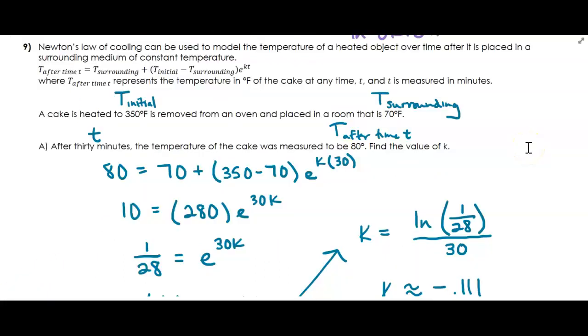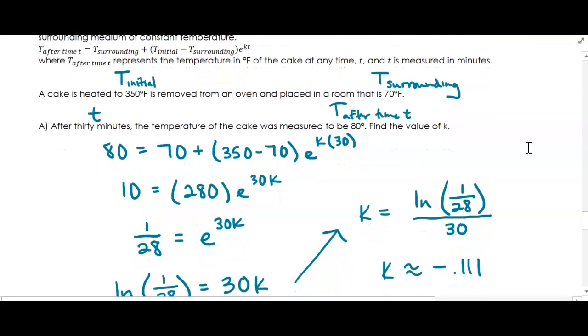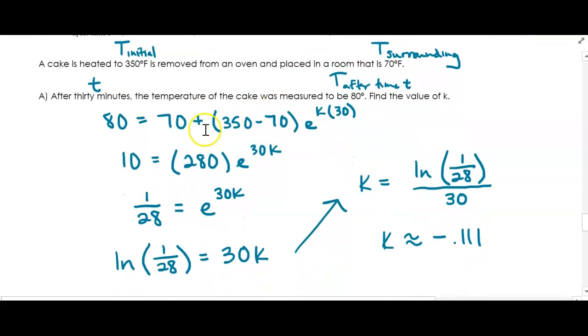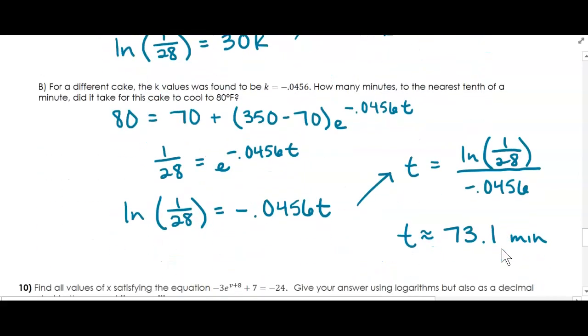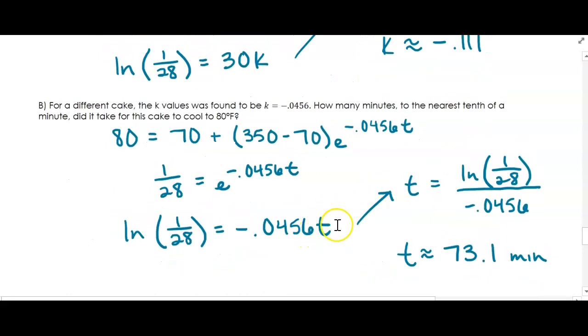For the rest of the problems, again, following the same sort of steps, I'm just going to show you my work. For number 9, I figured out where my numbers are going in my equation, recognized that I'm solving for k, which is a variable in my exponent, following the exact same steps I have been this entire assignment. And you can see my work here. I got a k of about negative 0.111. And part B is super similar, just solving for t instead of k this time.